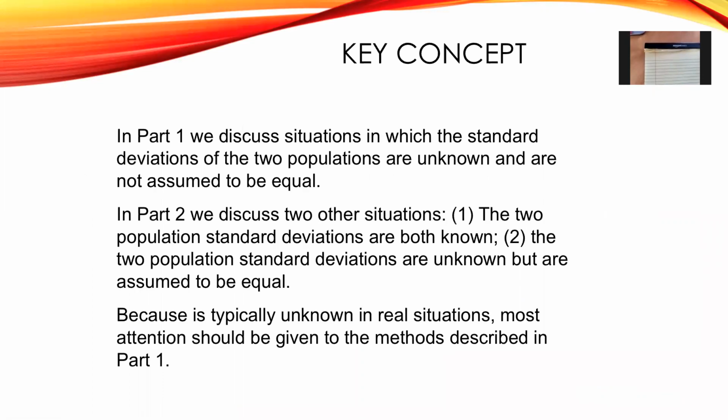In part 1, we'll discuss situations in which the standard deviations of the two populations are unknown and not assumed to be equal. This is more commonly the case that we'll have. In part 2, we'll discuss briefly the two other situations. The two population standard deviations are both known. And secondly, the possibility that the two population standard deviations are unknown, but are assumed to be equal. Again, in typical fashion, part 1 is usually the way that you want to proceed, where you don't know anything about the two population standard deviations, and you're not assuming anything about them.